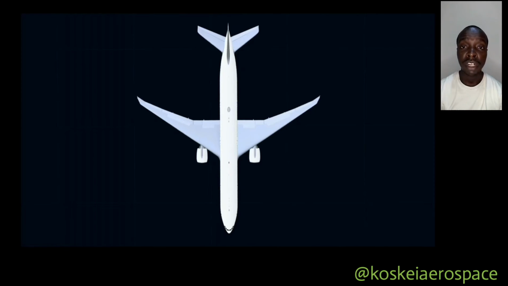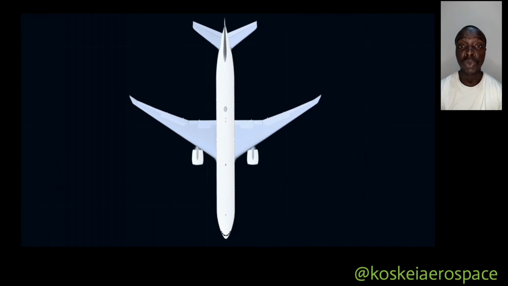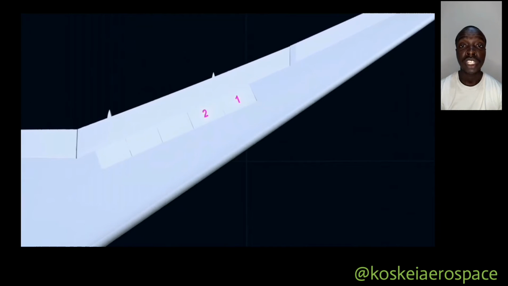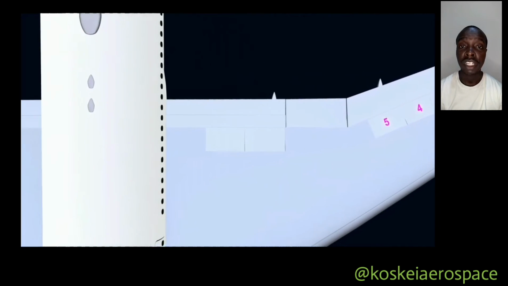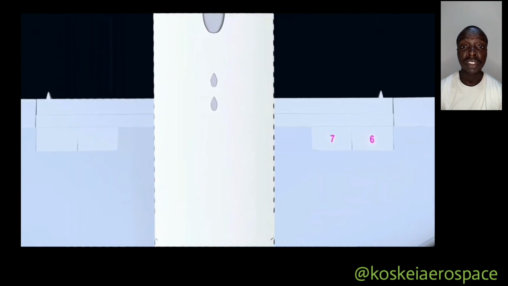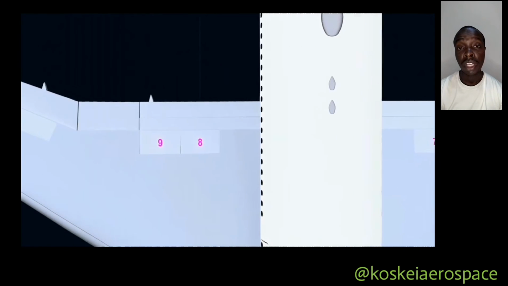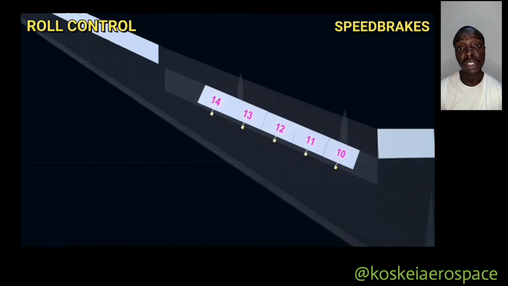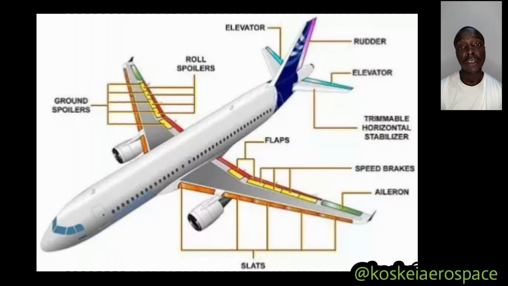The other surfaces that we have are spoilers, which are mounted on the upper surface of the wing in between the slats on the leading edge and the flaps on the trailing edge. Spoilers can serve different functions. They can be used as flight spoilers, in which case they assist in roll control, and they can also be used as speed brakes in flight to reduce the lift, causing the aircraft to achieve high descent rates when required.